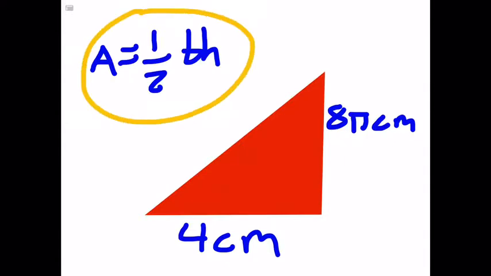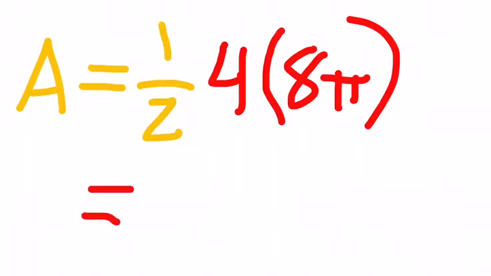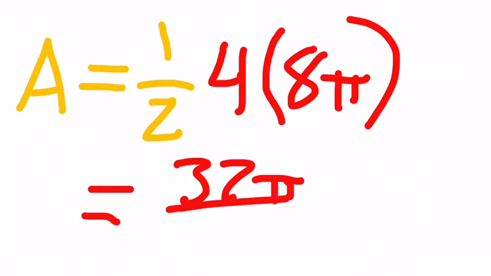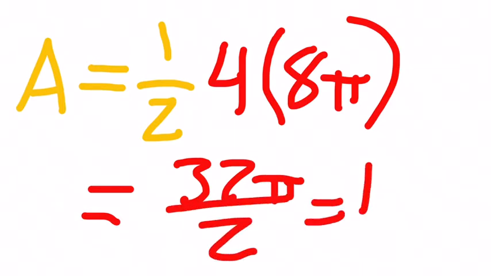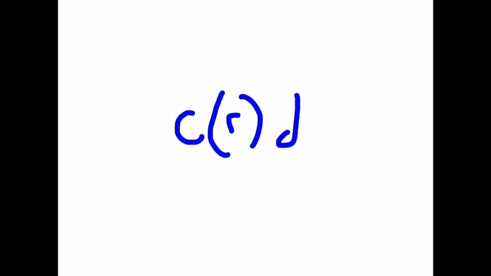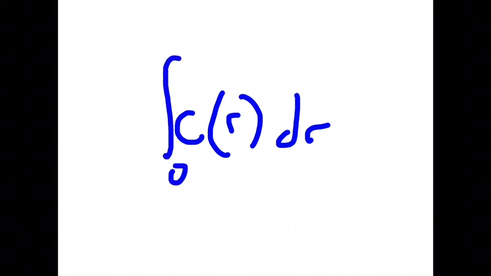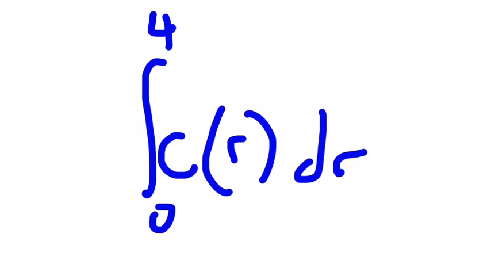Now we're simply working with the area of a triangle, where the base is equal to 4 centimeters and the height is equal to 8 pi centimeters. When we plug our values into the triangle equation, we find the area is equal to 16 pi, which is equal to the area you'd get from pi r squared in a circle. The function we use to find the circumferences is going to be c of r. We multiply that each time by a tiny change dr to find the increase in area. We did that from the radius of 0 to the radius of 4, and took the summation of all these tiny changes to find the integral.